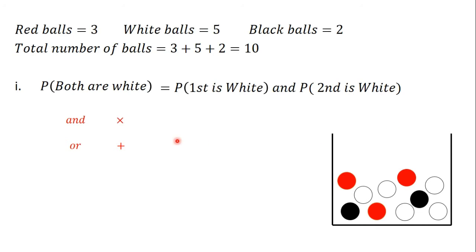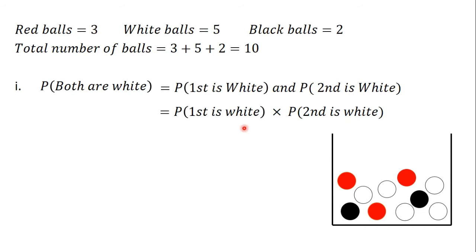From the videos on addition and multiplication law of probability, we learned that when we see and, we will replace it with multiplication. When we see or, we replace it with addition. We have and here, so we are going to replace it with multiplication. This is going to give us the probability that the first is white times probability that the second is white.